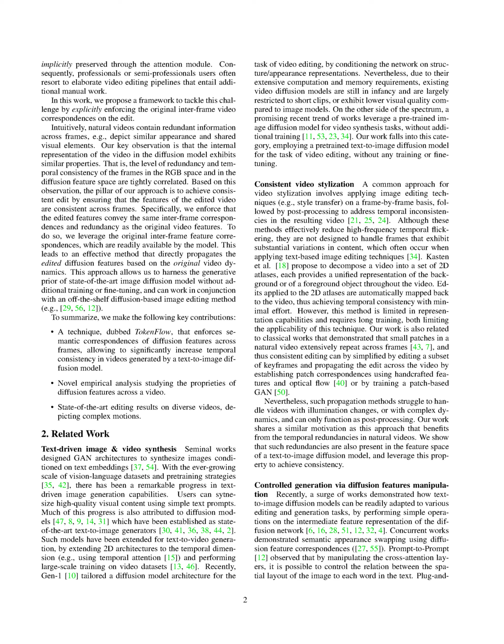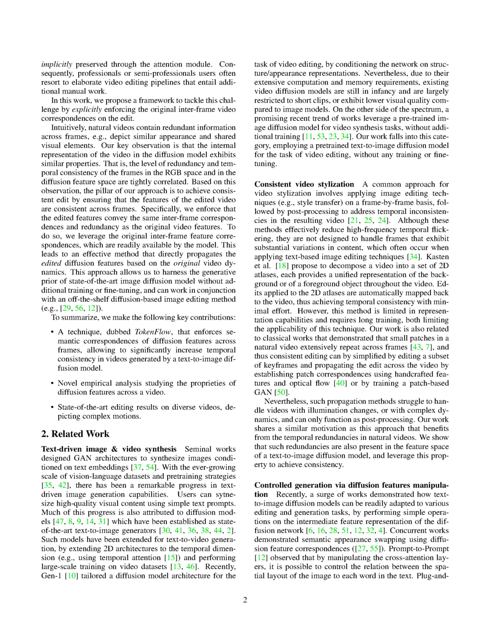Section. Controlled generation via diffusion features manipulation. We've recently seen a lot of research showing how text-to-image diffusion models can be adapted for various tasks, such as editing and generating images, by simply manipulating the intermediate feature representation of the diffusion network. Some studies have shown how to swap semantic appearances using diffusion feature correspondences. The study, Prompt-to-Prompt, found that by tweaking the cross-attention layers, we can control the relationship between the spatial layout of the image and each word in the text.